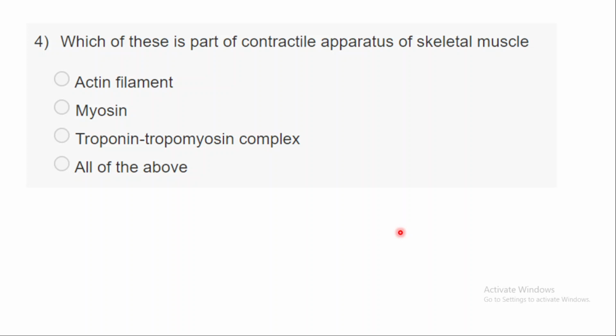So let's see the answer to this question. As you have all answered correctly, the answer is option D. All of the above are present in the contractile apparatus of skeletal muscle. It seems like you have good knowledge about muscle contraction. Very good. Actin filament, myosin, troponin, tropomyosin are all different kinds of proteins present in the skeletal muscle contractile apparatus.